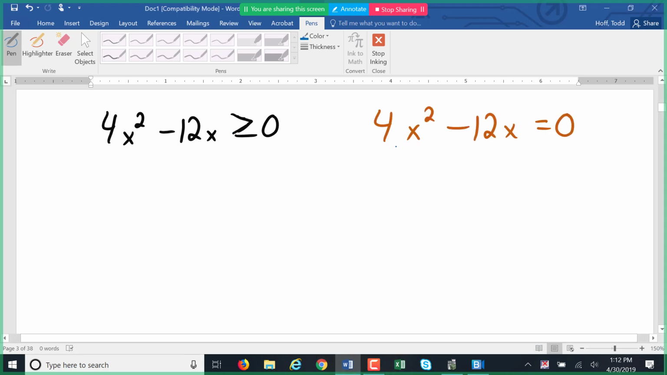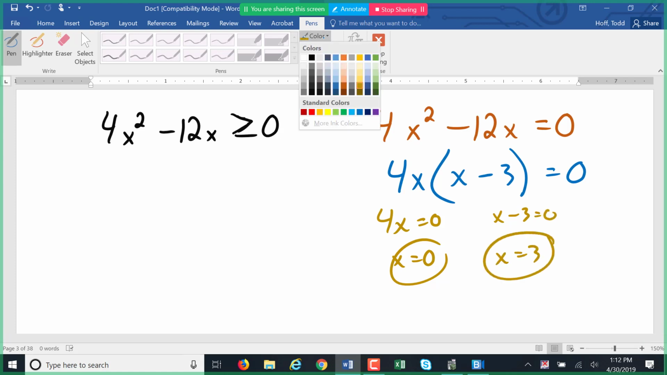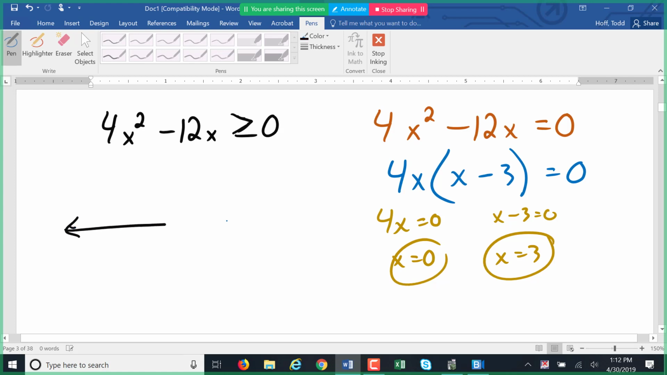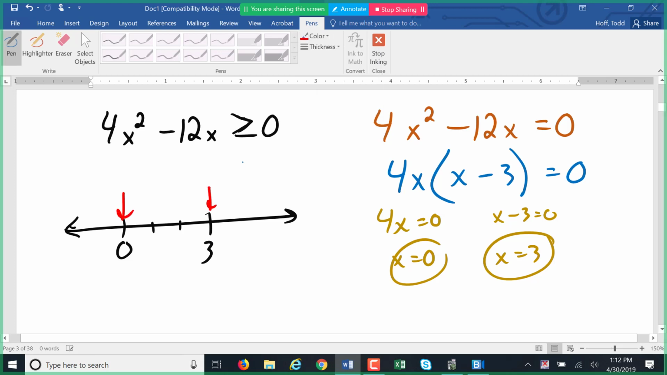We'll set it as an equality, an equation. And, of course, factoring this one is easy. It's a greatest common factor of 4x, leaving us with x minus 3. So if we solve each of those, 4x equals 0 gives us that x equals 0. X minus 3 equals 0 gives us that x equals 3 as our boundary values. So we're checking between those values.